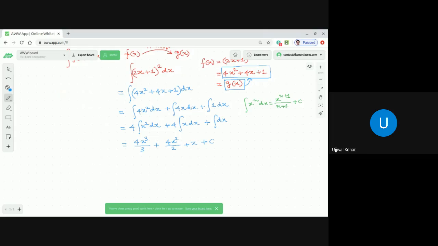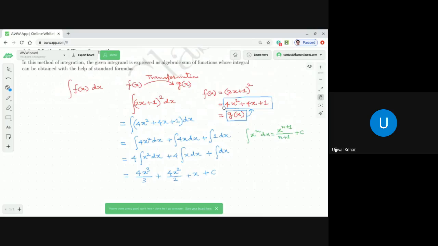You may think, sir, first integration is x squared dx, for which I will get an integrating constant. Second integration is x dx, I will get one integrating constant. For the third integration dx, I will get one integrating constant. So shall I write three integrating constants separately? That is not required. You just add one integrating constant, because that is the integrating constant considering all of this.